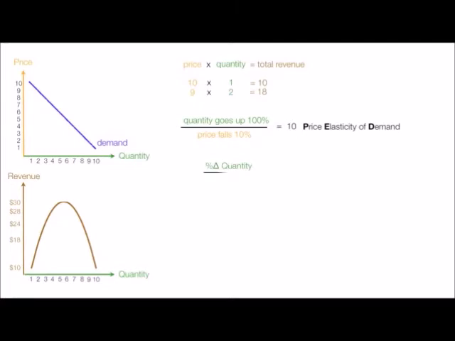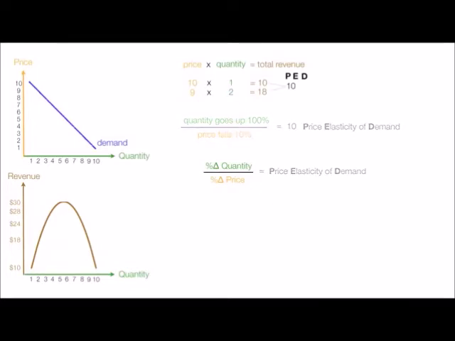So we take the percent change in quantity divided by the percent change in price, and this is price elasticity of demand, or PED. Now I want to show you how these formulas work. I'm going to go into some detail and show you how all the pieces of these formulas fit together as well.